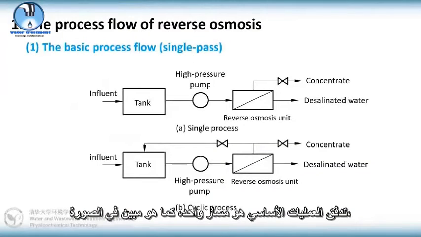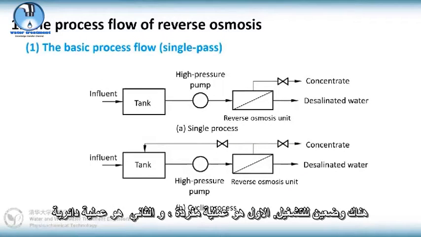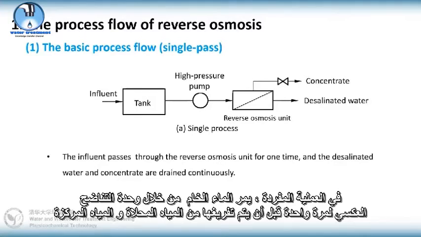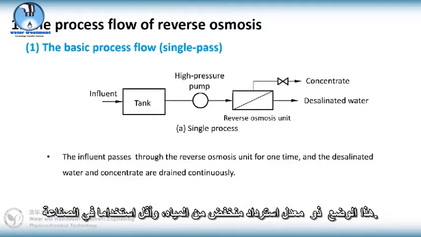There are two operating modes. One is a single process and the other is a cyclic process. In the single process, the influent passes through the reverse osmosis unit for one time before the desalinated water and concentrate are discharged. This mode has a low recovery rate of water and is less used in industry.